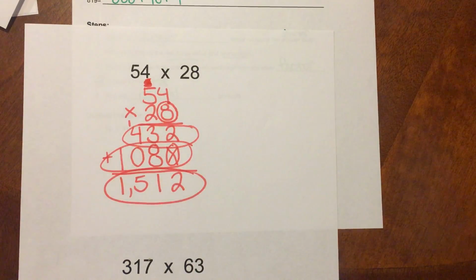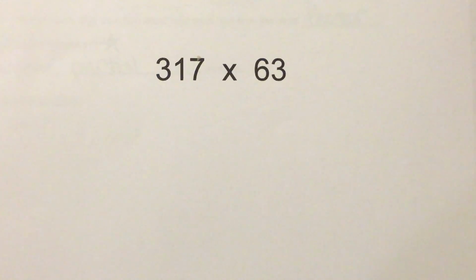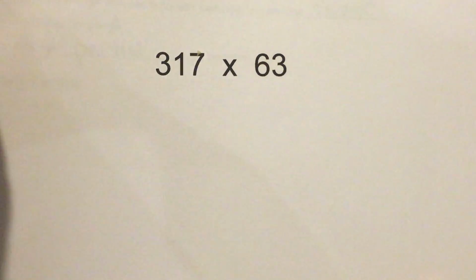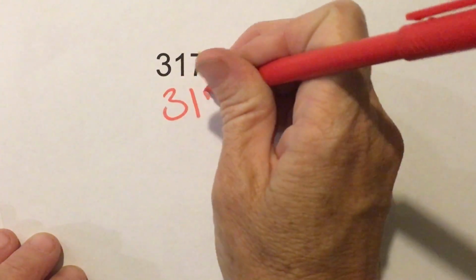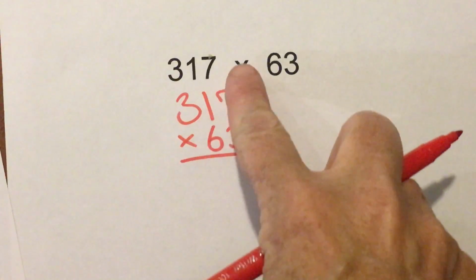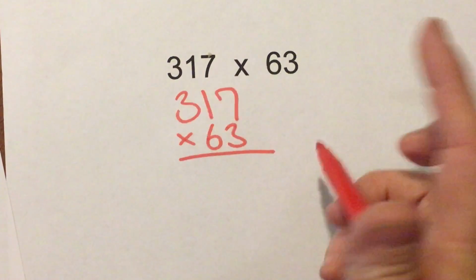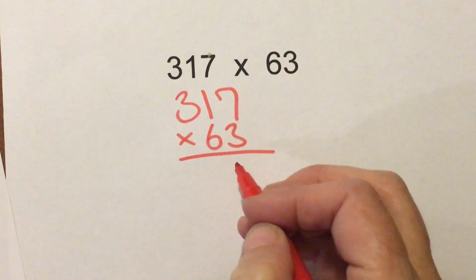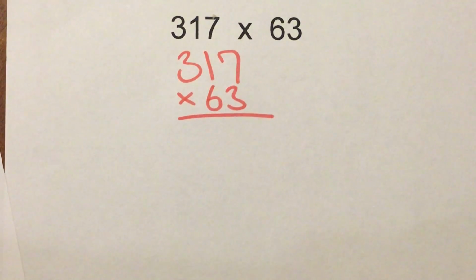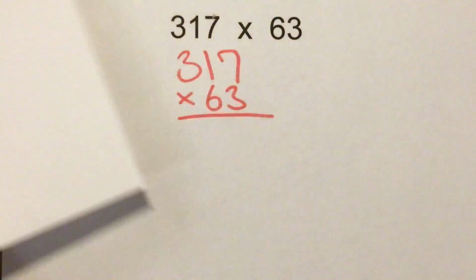Okay, let me try another one. Okay, this one is 317 times 63. Okay, so my steps say I'm going to write the longer one on top. And notice my last place values lined up, and then the other ones are lined up. So you don't line up the front, you line up the last place value. Okay, now I'm going to multiply each digit from one factor to each digit from the other factor. And I'm going to be sure to carry.